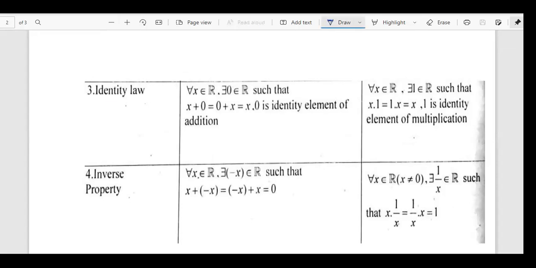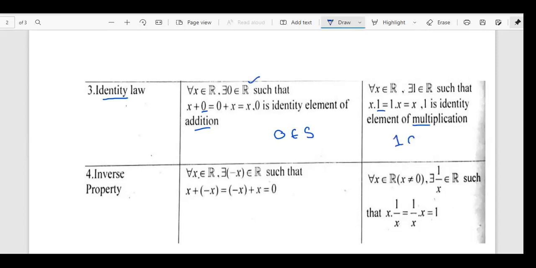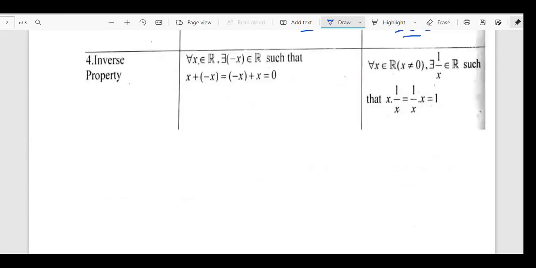Remember, an identity law. All right, zero for addition, excellent, and one for multiplication. Very well done. And you know that this zero should belong to your set, whatever it is. In this case, it is a set of real numbers, and this one should belong to your set again. Okay, then the identity law for addition and multiplication will be satisfied. Very well. Excellent. Okay. And do you remember inverse property as well?